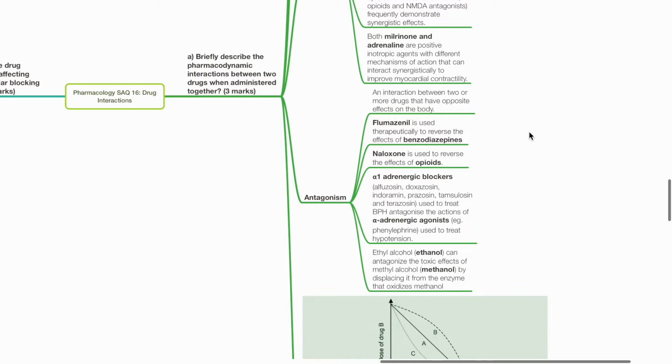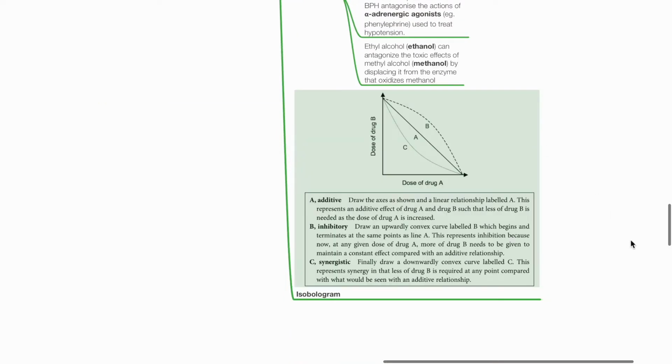Antagonism is an interaction between two or more drugs that have opposite effects on the body. Flumazenil antagonizes benzodiazepines, and naloxone antagonizes opioid effects. Alpha-1 adrenergic blockers antagonize alpha-adrenergic agonists. Ethanol antagonizes the toxic effect of methanol by displacing it from the enzyme that oxidizes methanol. These drug interactions may be demonstrated by plotting an isobologram.